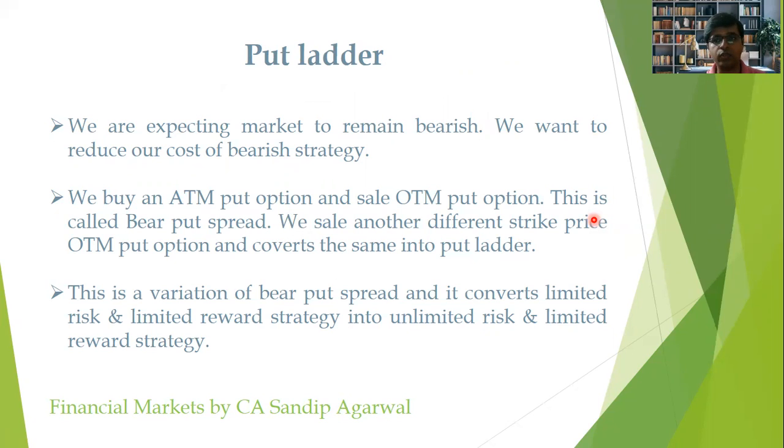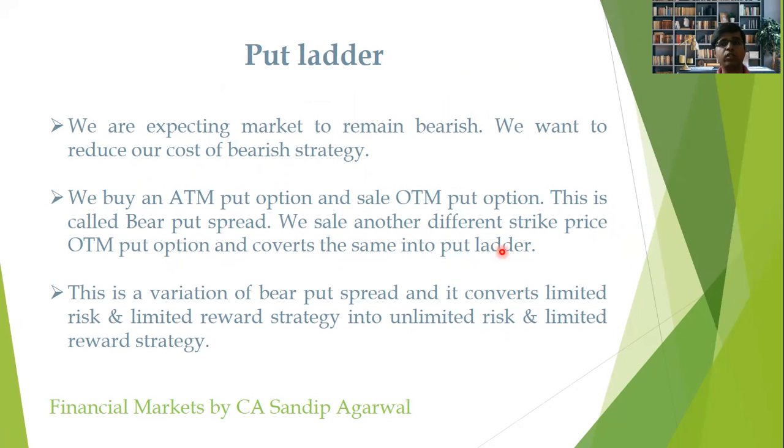So in this case also the person expects the market to remain bearish. At the same point of time, he wants to reduce the cost of the bearish strategy. So basically, the person enters into a bear put spread where the person buys an ATM put option and sells another OTM put option. Now, in order to reduce the cost of the strategy, the person sells another, different strike price OTM put option and converts the same into a put ladder.